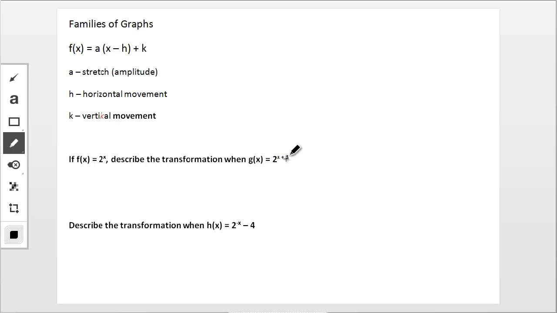Well, since the 3 is with the x, it's going to be shifting it horizontally. Now, does it move it 3 steps to the left or 3 steps to the right? To the left.